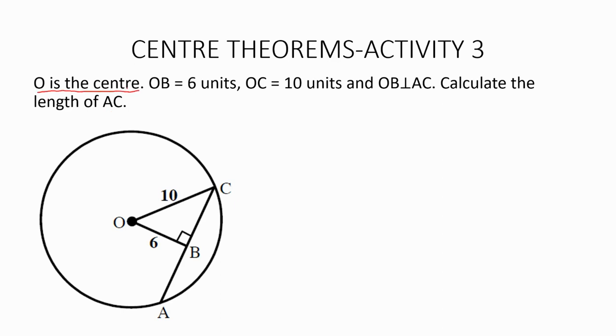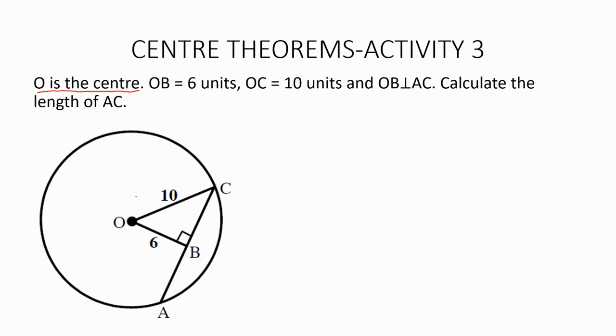A center theorem, remember. Okay, which ones are the center theorems? A line drawn from the center, perpendicular to the chord, bisects the chord. A line drawn from the center to the midpoint of the chord is perpendicular to the chord. An angle subtended by an arc at the center is 2 times the angle subtended by the same arc at the circumference. Okay, which one do you think we have here?